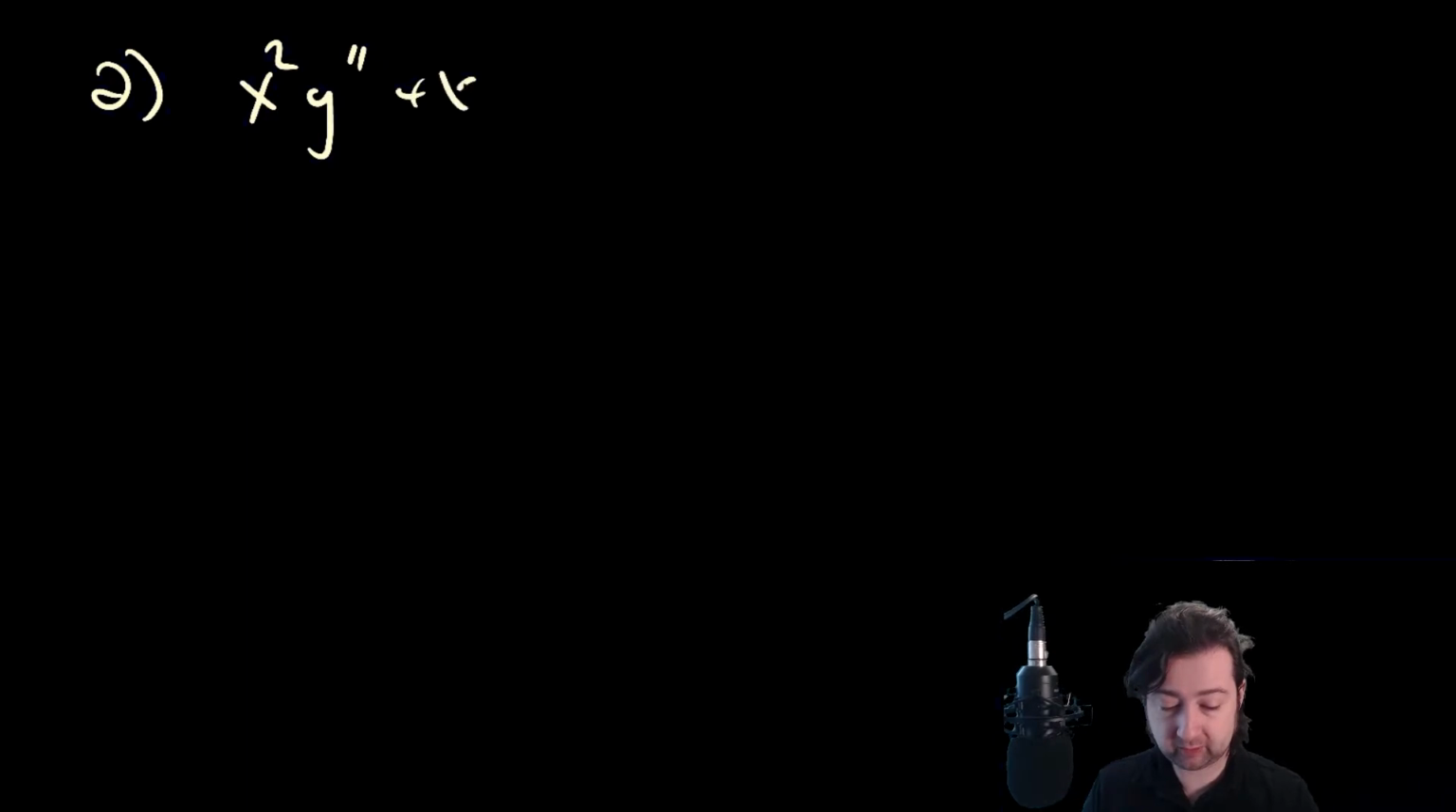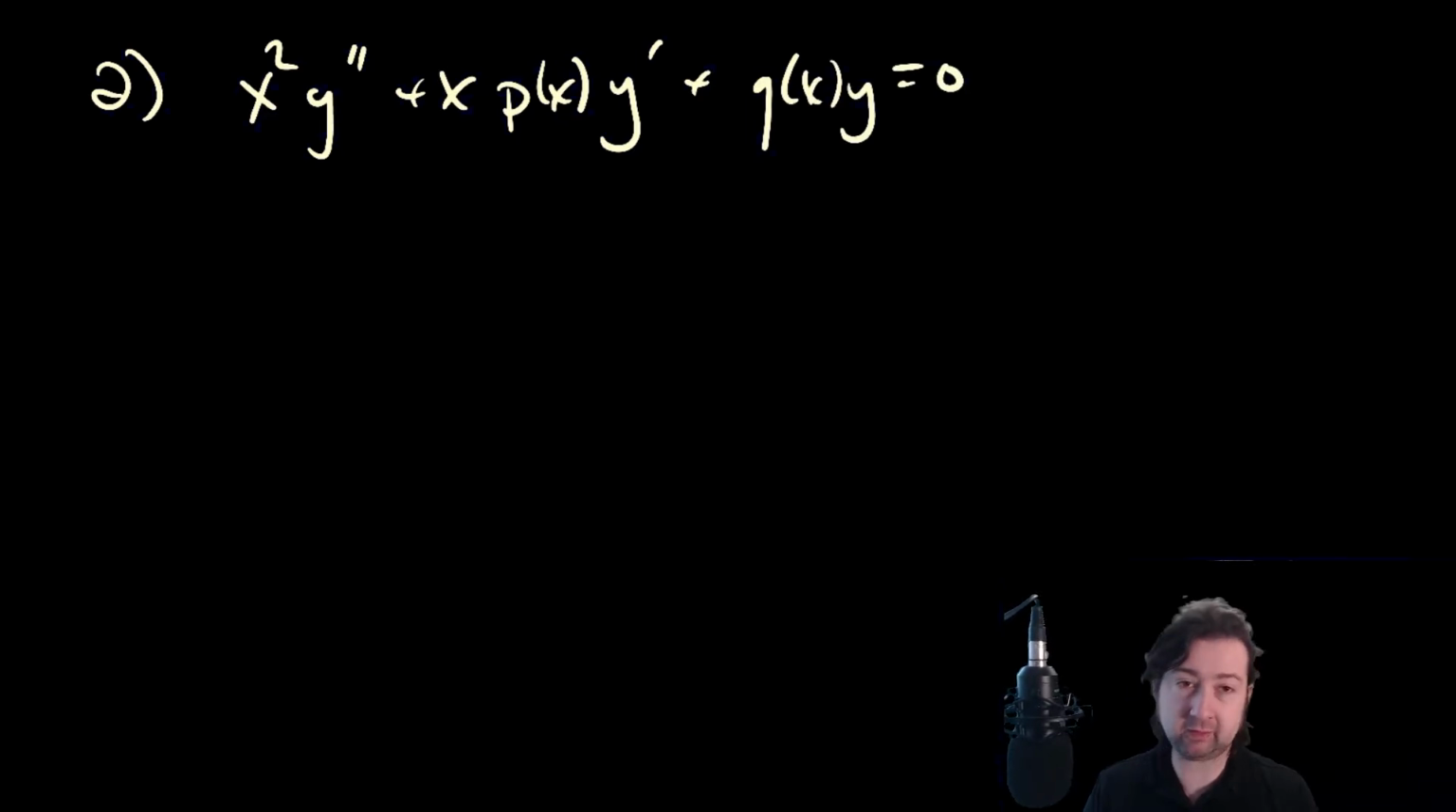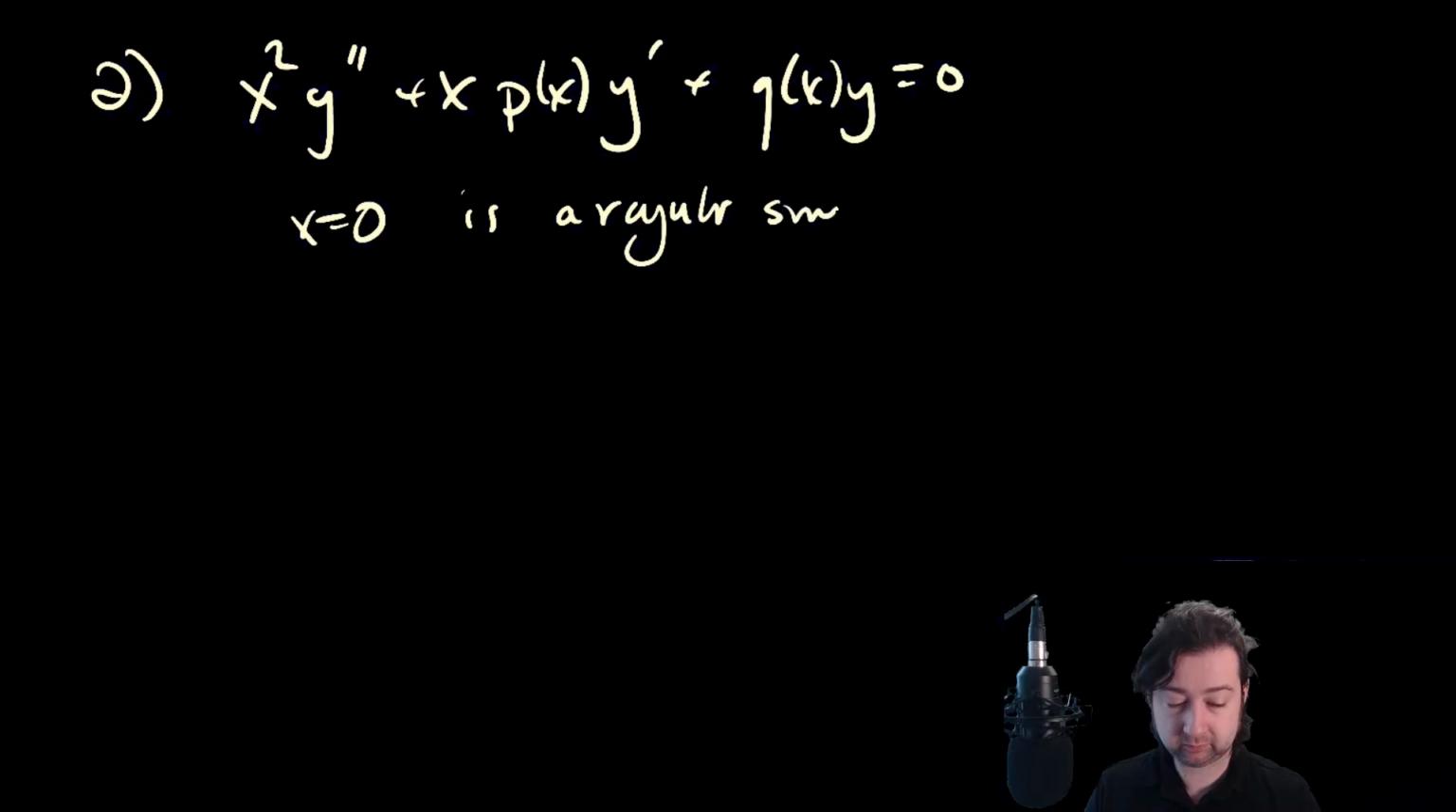Then we did it again. We wrote down an equation of the form x^2 y'' + x p(x) y' + q(x) y = 0. We showed that x = 0 is a regular singular point. Which, for an equation in this form, just means that p and q are analytic.